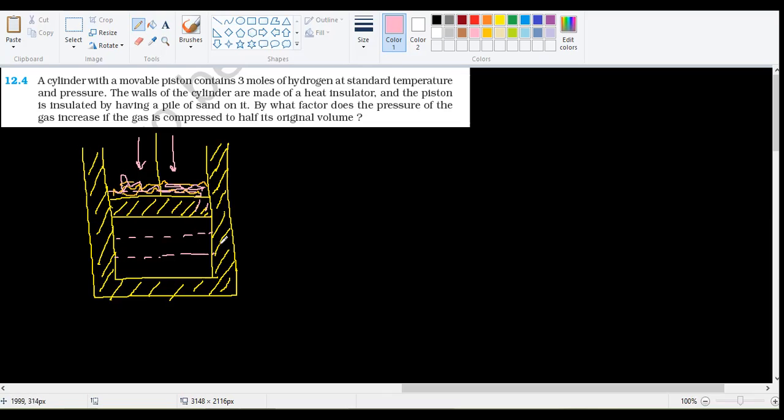Heat insulator means the heat cannot come out, which means the temperature will rise. So when the temperature is rising, I think it's not a constant process. Okay, listen carefully. When it is completely insulated, there is no heat transfer. So what process is it? Anybody? When there is no heat transfer, what do you call that process? Nobody is able to remember anything. What is the opposite of diathermic? Adiabatic. Diathermic means heat can flow through the wall. Adiabatic means heat cannot flow through the wall.